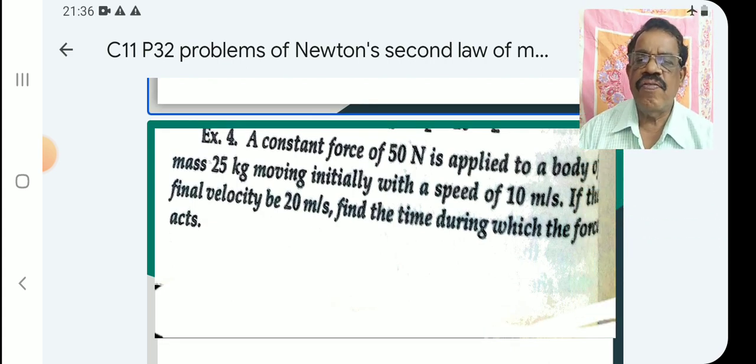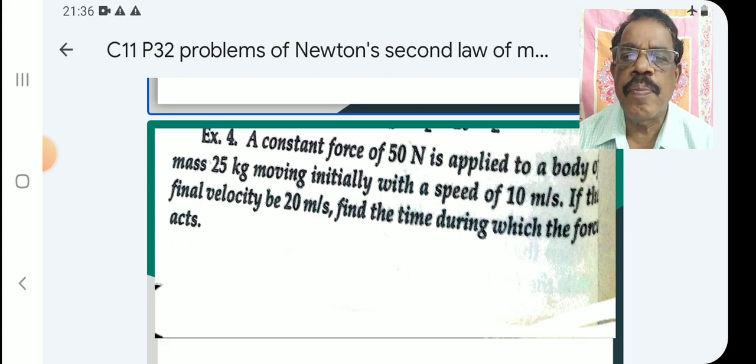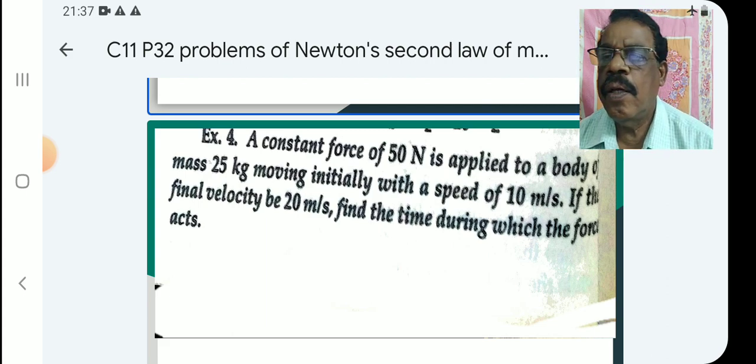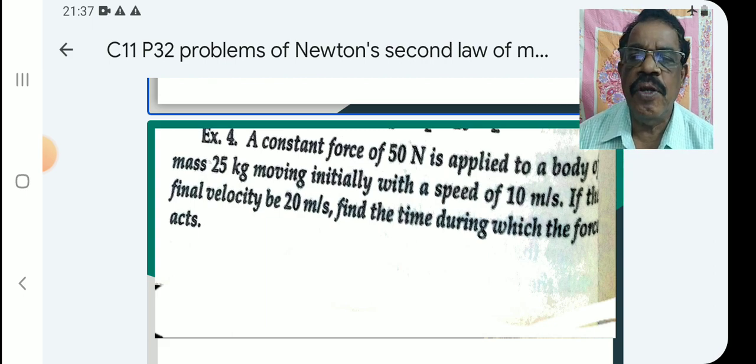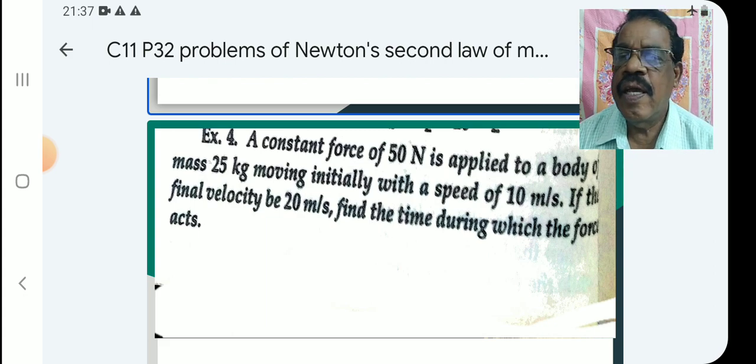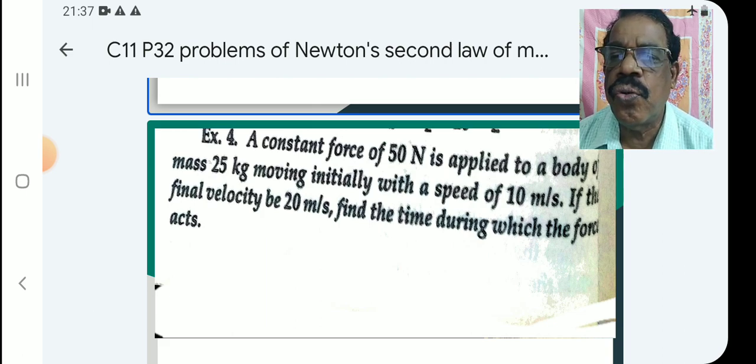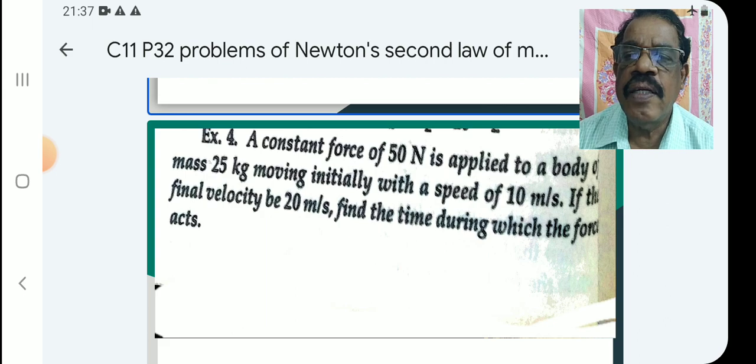A constant force of 50 Newton is applied to a body of mass 25 kilogram moving horizontally with a speed of 10 meter per second. If the final velocity be 20 meter per second, find the time during which the force acts.